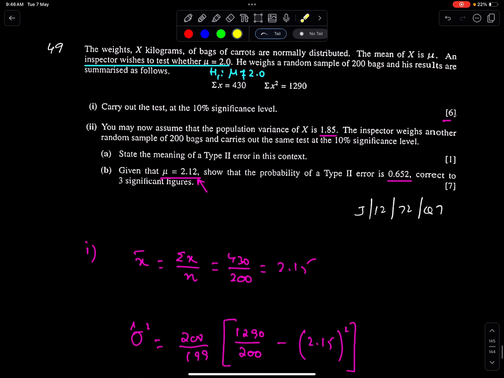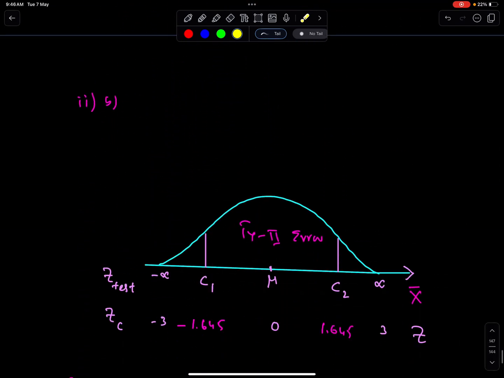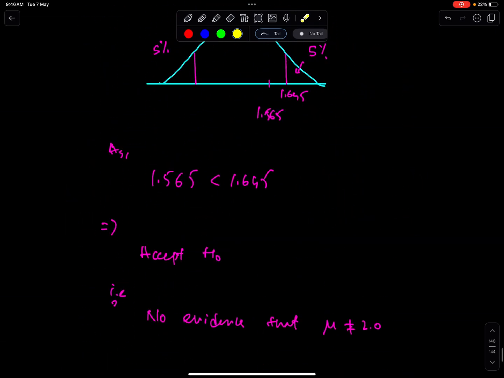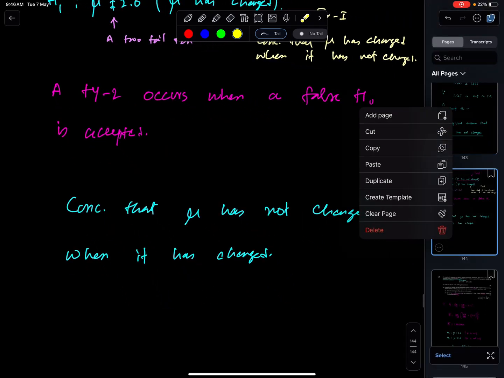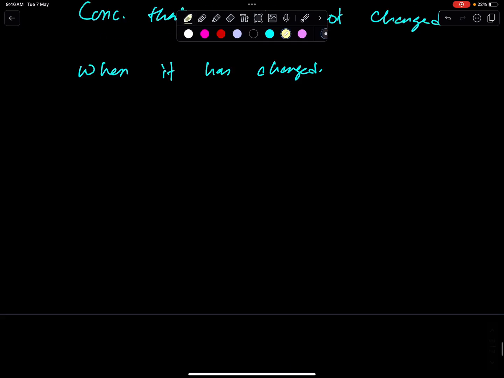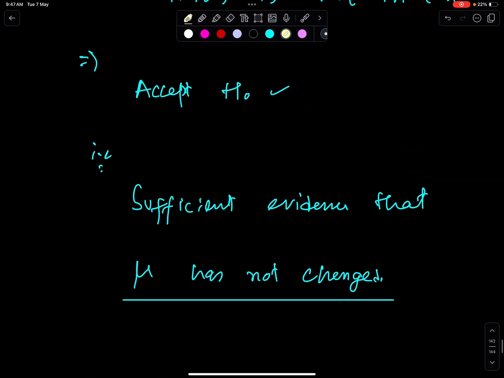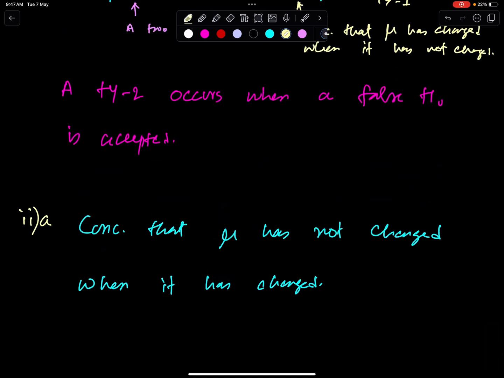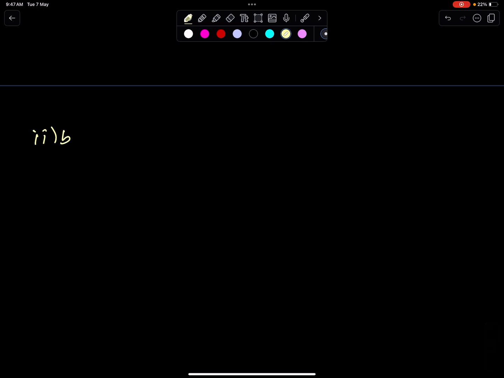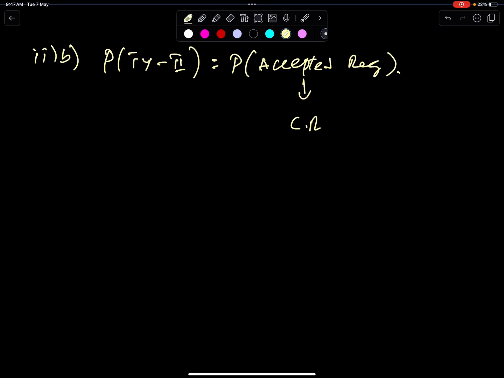Now the next part. Given that mu is 2.12, this is the new mean. Show that the probability of type 2 error is this. Now this is very important. For type 2 error, we must have a critical region. Now let's learn this concept very carefully. Stay focused. One of the most important parts. And the question number is 2 part B. This was 2 part A. 2 part B: probability of type 2 error. This is the probability of the accepted region. For that, we must have the critical region, because the accepted region is the complement of the critical region.